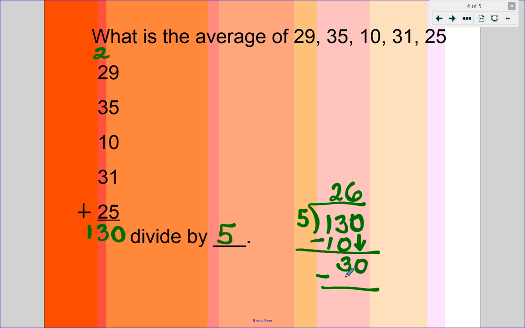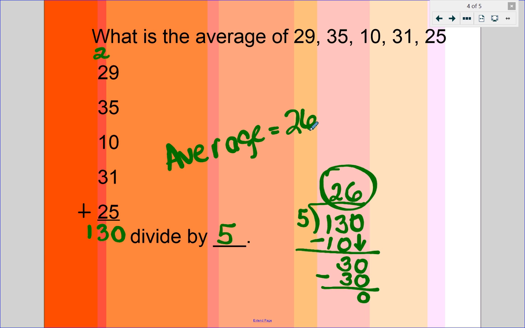6 times 5 is 30. 30 minus 30 is 0. No other brother in town to bring on down. So we have 26 as our average. So our average of this set would be 26. Okay? Let's try one more example together, and then you can work on your averaging worksheet that I sent you.